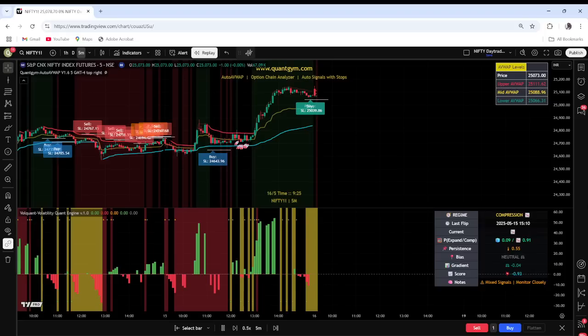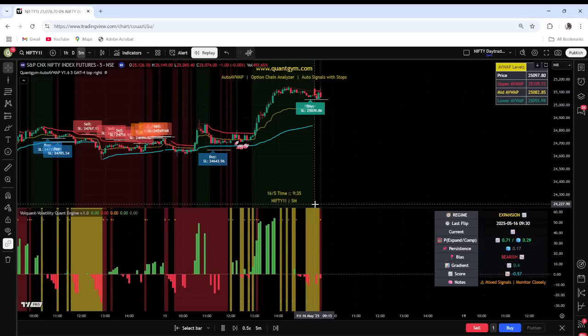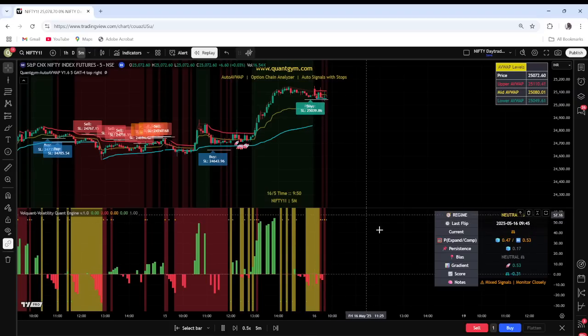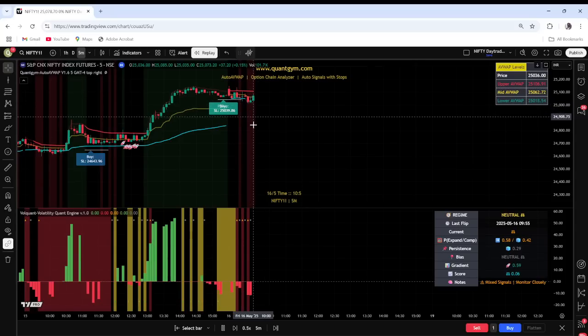Okay, now we come to the 16th, that is on Friday. We have started trading on Friday, and see, from the morning it is showing you there will be a congestion market. Then it tells you there will be a bit of expansion. I get ready for a trade. A bit of bearish bias, it comes down a bit.